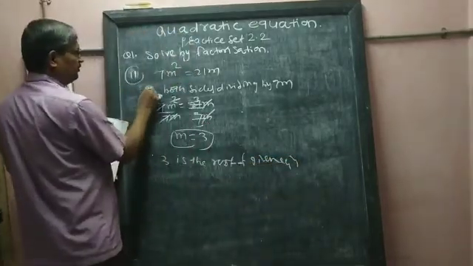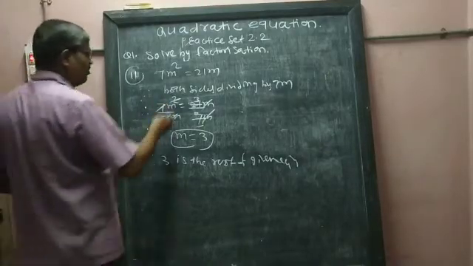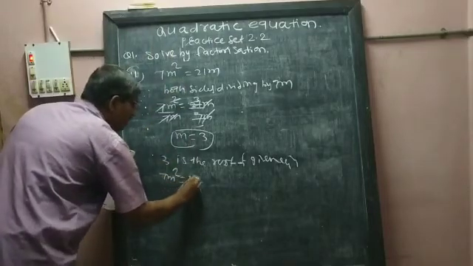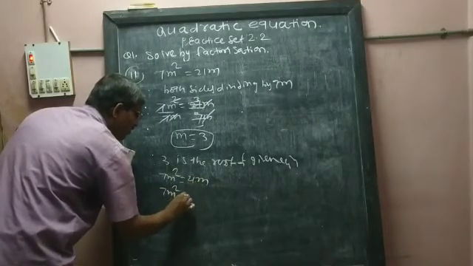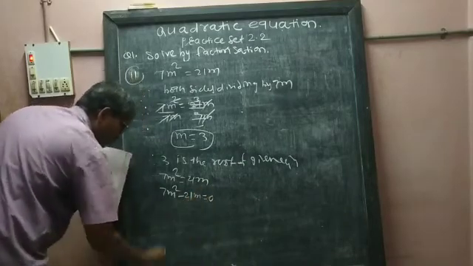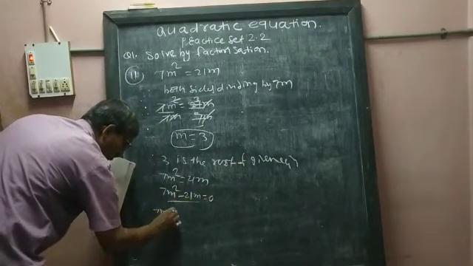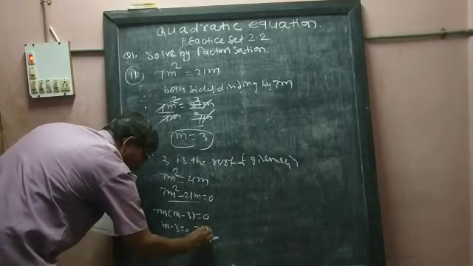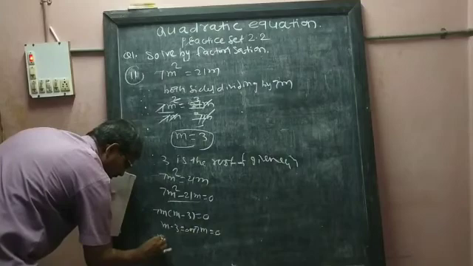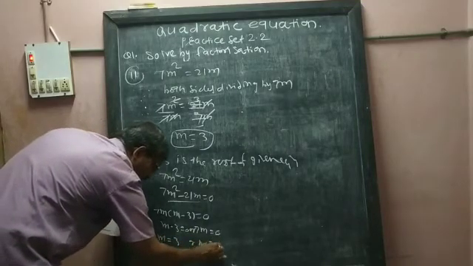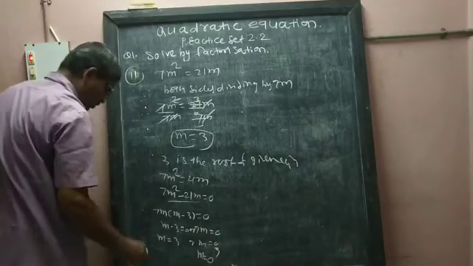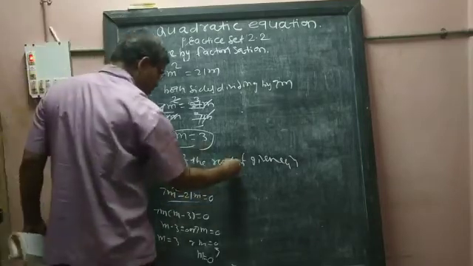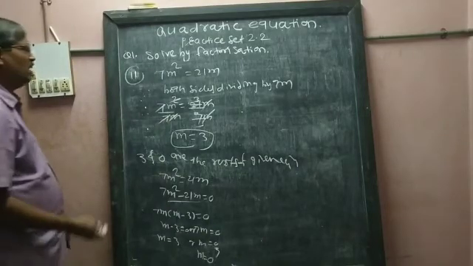Did you understand what I told? The same question we can solve in a different way. 7m square is equal to 21m. 21m will come to the left hand side, so 7m square minus 21m is equal to 0. Then from it you should take common 7m, then m minus 3 is equal to 0. Therefore m minus 3 is equal to 0 or 7m is equal to 0. Thus m is equal to 3 or m is equal to 0 by 7, which means m is equal to 0. So we can write here 3 and 0 are the roots of the given equation.